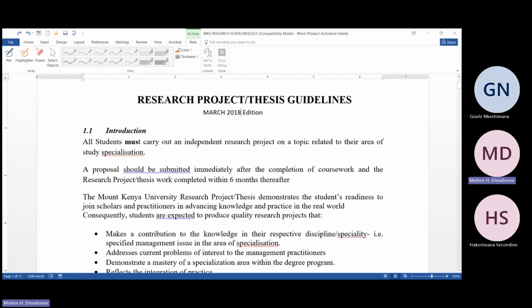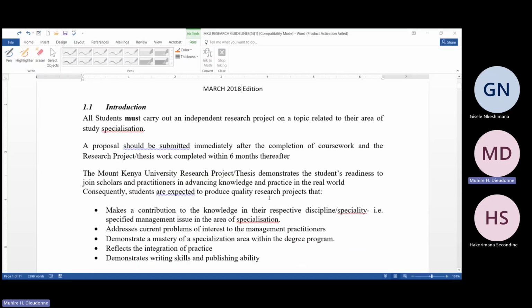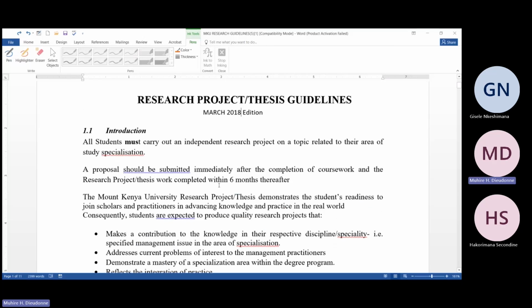To this session of research project and thesis guidelines. So most students are facing a challenge of making a very good project, and also it is very difficult for supervisors to make sure that what you want as a supervisor is what is being done by the student.